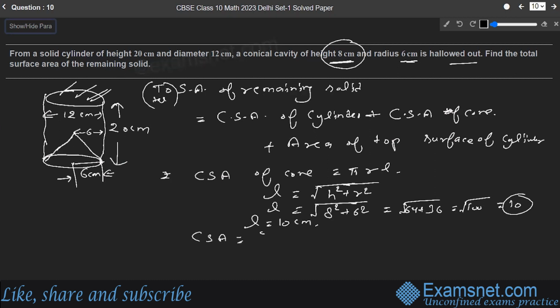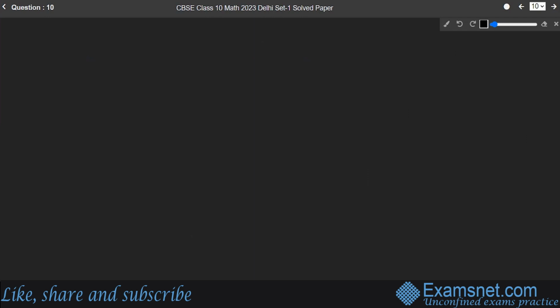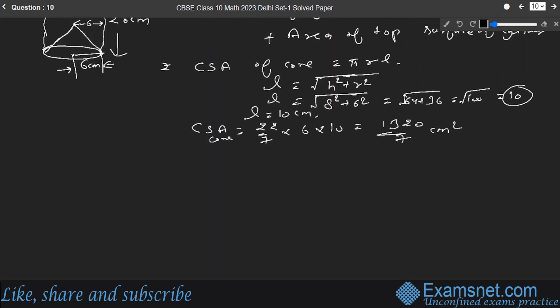CSA of cone is nothing but 22 by 7 into R value, which is 6, into L value, which has just been calculated as 10. So this gives us the final value as 1320 upon 7 centimeter square. So this is the curved surface area of the cone. Curved surface area of cone has come out to be 1320 centimeter square. Let us see some more things.